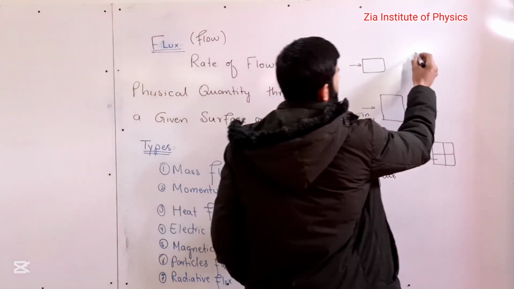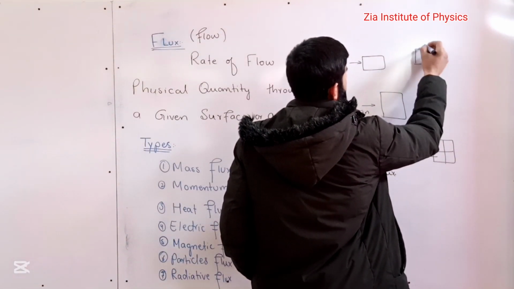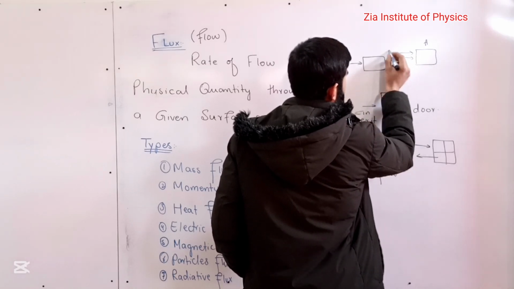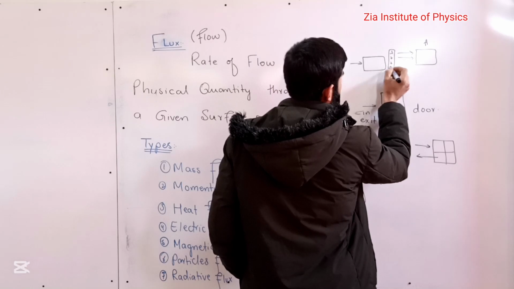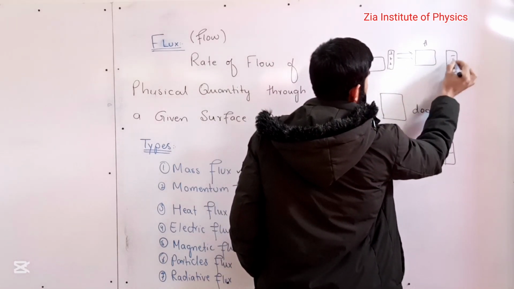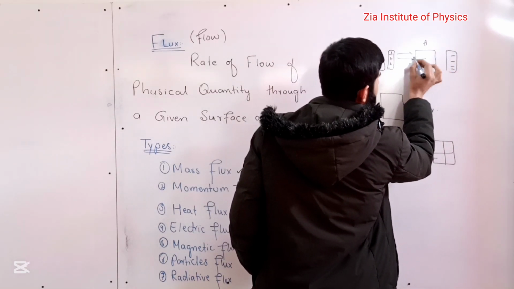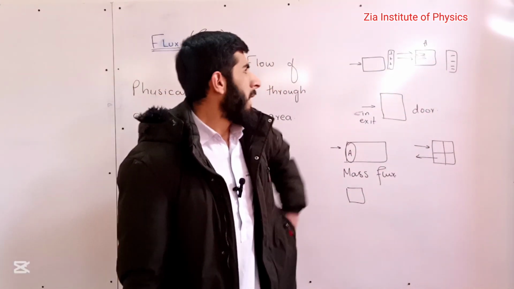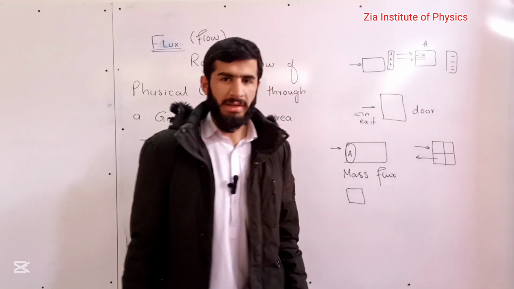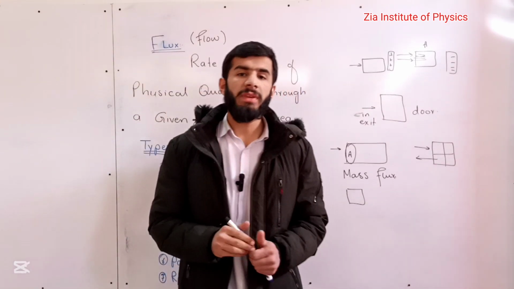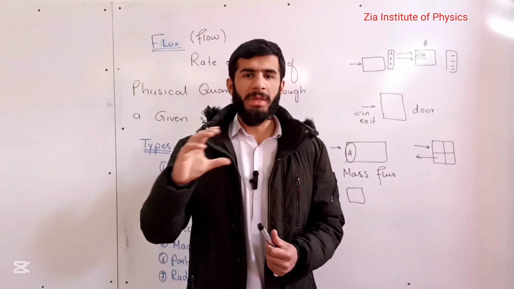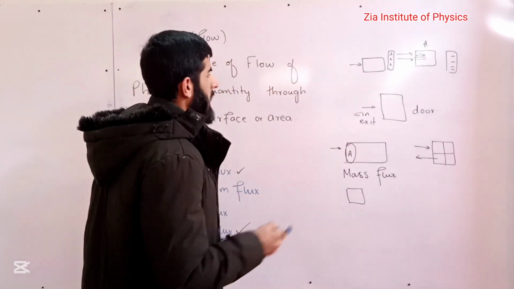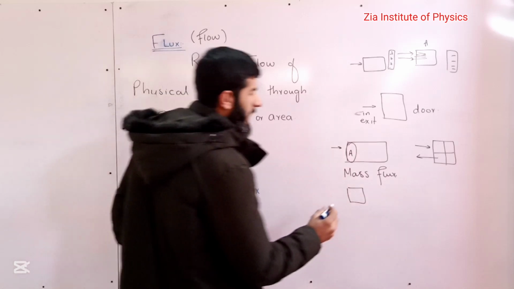For example, this is a scalar area A. Electric field lines pass from a positive plate toward the negative plate. By crossing this area, the scalar area becomes a vector area. This flow is known as electric flux. So electric flux is when electric field lines pass through a specific area, then this flow is known as electric flux. Another type of flux is magnetic flux.